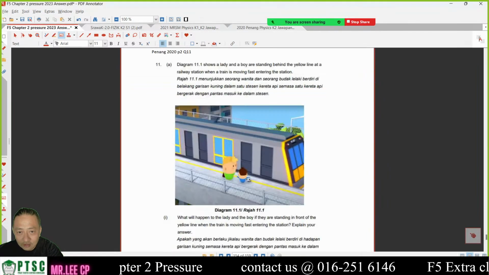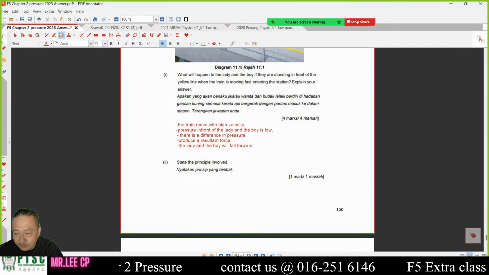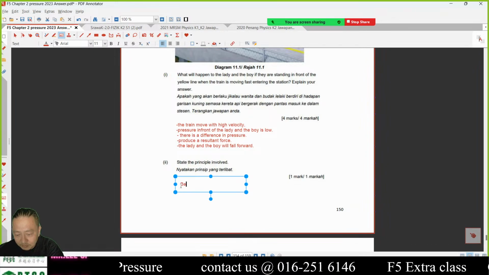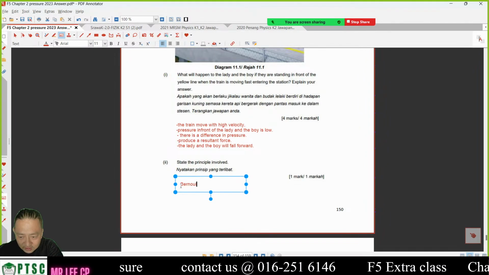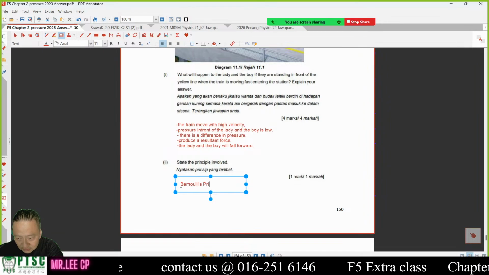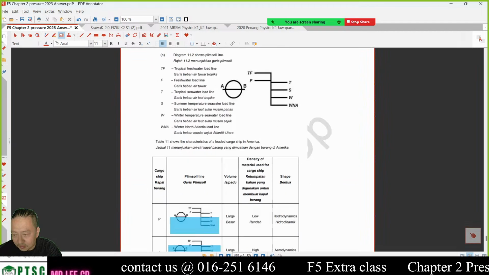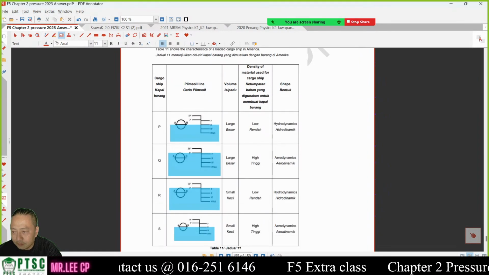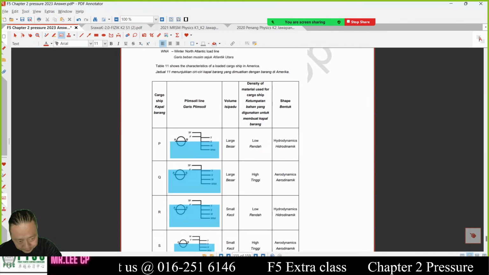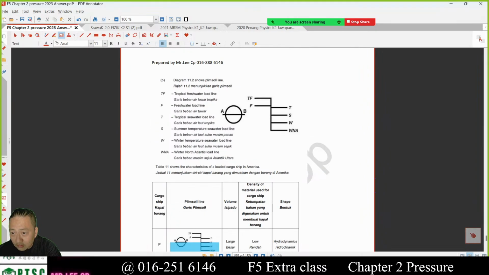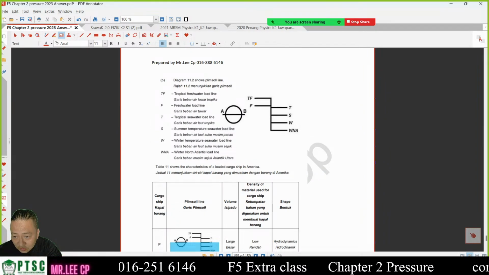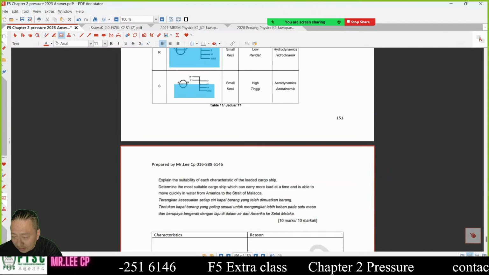So this is the Bernoulli principle. Right, Bernoulli principle. You need to see this one by one, and then now we are going to answer here.